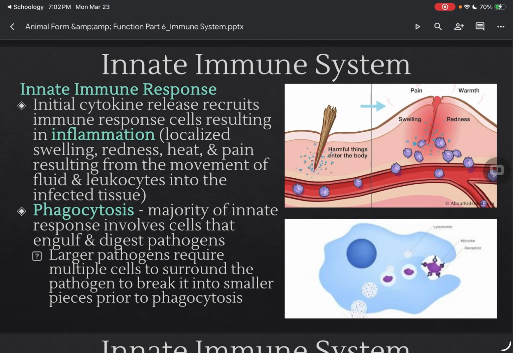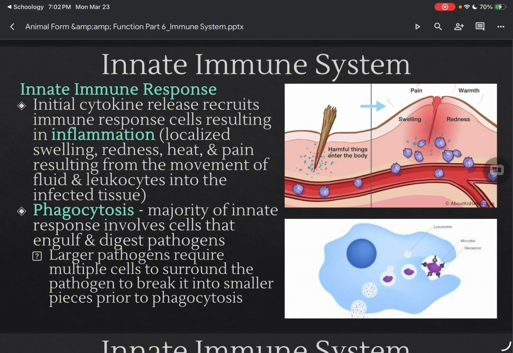An innate immune response. We've talked about the immune system, but what about the response as well? The initial cytokine release recruits the immune response cells, resulting in inflammation. Inflammation happens because we have a bunch of cells gathering at this one location. So it's a localized swelling, redness, heat, and pain. All of these things are inflammation. It's resulting from the movement of fluid and leukocytes into the infected tissue, which might seem bad. It might be painful. It might hurt, but it's actually good because you know that your immune system has kicked in.